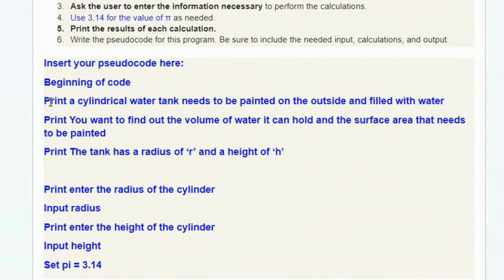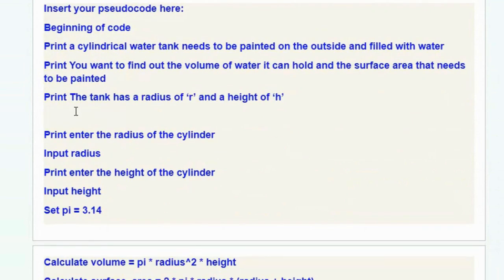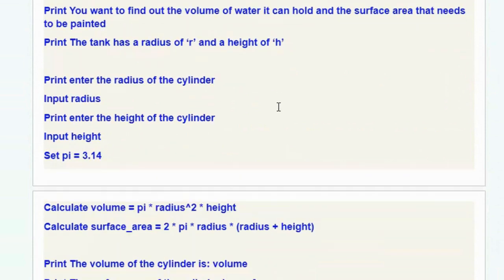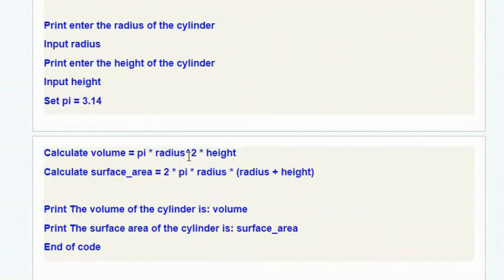Beginning of code, print a cylindrical water tank needs to be painted outside, filled with water. You want to find the volume it can hold, surface area to be painted. The tank has a radius of R, height of H. Okay. Print, enter the radius of the cylinder, input the radius. Okay, like that. Input, set pi. Calculate volume equals pi, radius squared height.